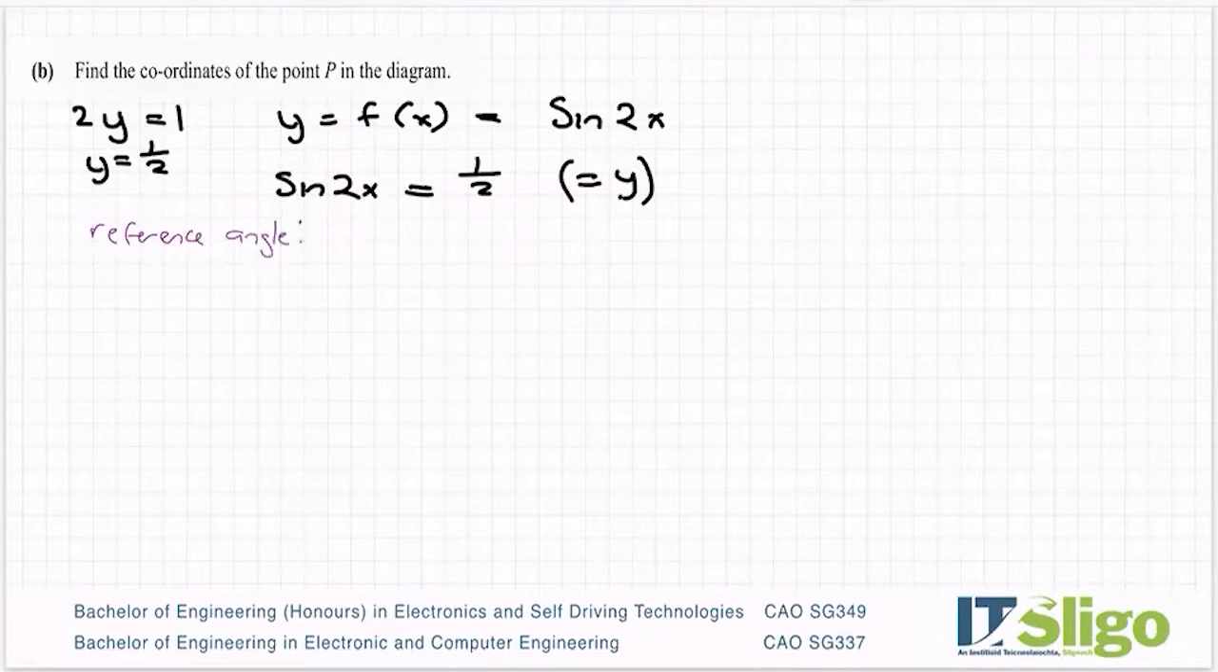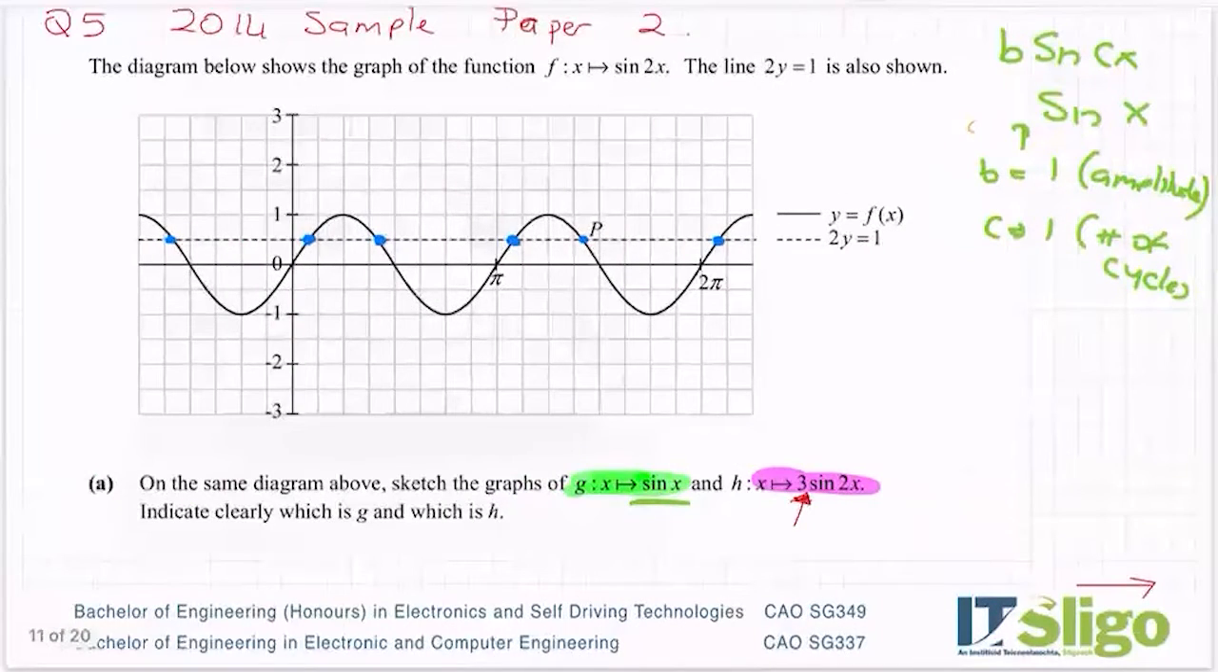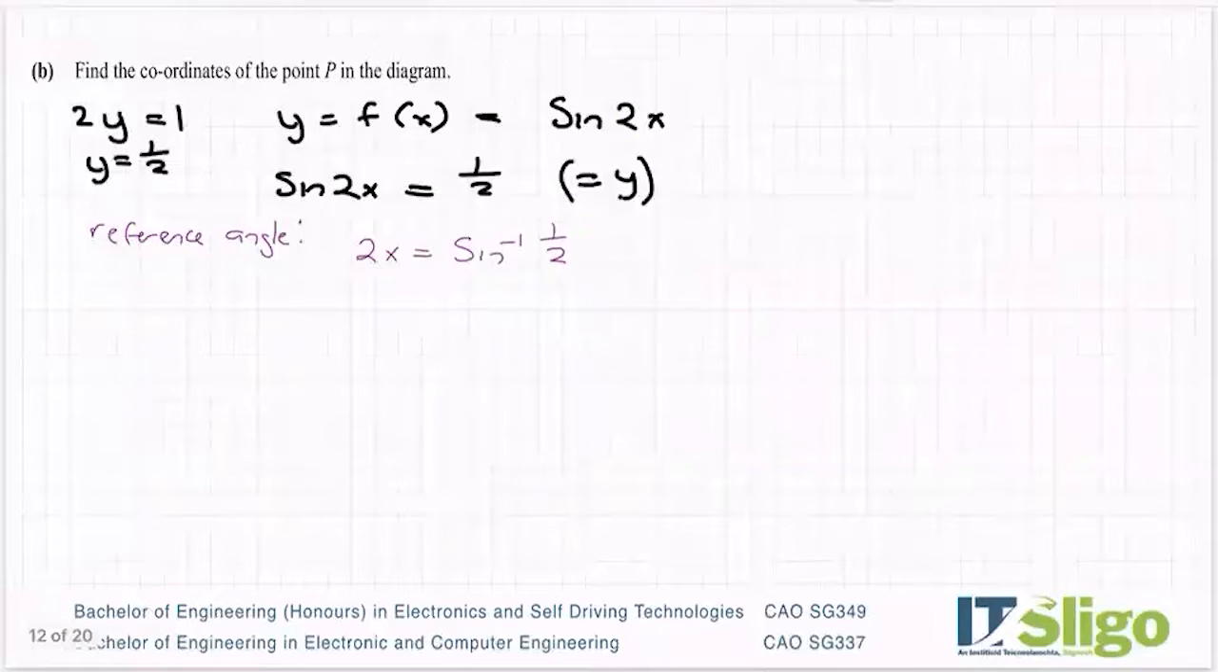Okay, so get the sine inverse of both sides. So you're left with 2x being equal to sine inverse of a half. Sine inverse, I'm just going back to see is it in radians or degrees. So it's radians. So let me check my calculator is in radians. It is. So sine inverse of a half, and I've got 1/6 pi.